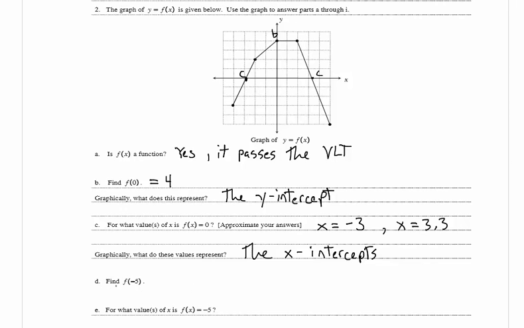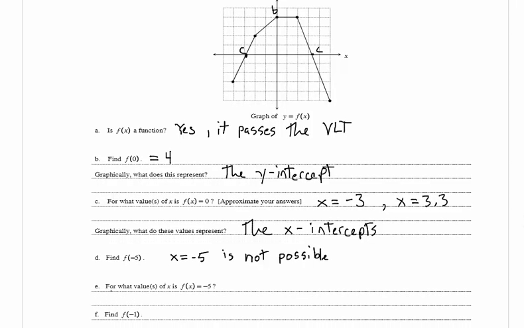In D, it says find f of -5. So if we move 5 units to the left from the origin, 1, 2, 3, 4, 5, and we go up and down, x is equal to -5, we don't find any dots or lines representing this function here. So we can say that x is equal to -5 is not possible. So x is equal to -5 is not part of the domain of our function.